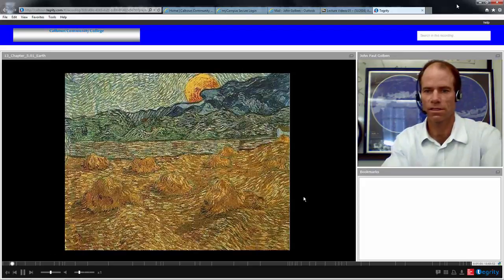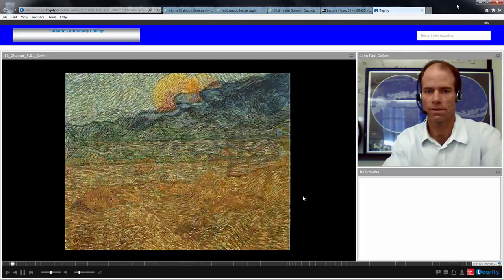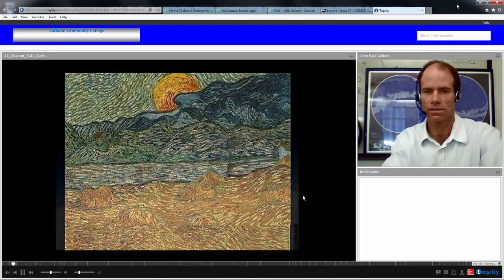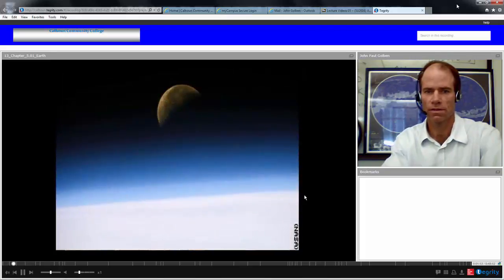If we focus in on this picture of the moon, we can actually see a picture of the real moon as seen from Earth and a picture of the Earth's atmosphere near the surface of the Earth itself.